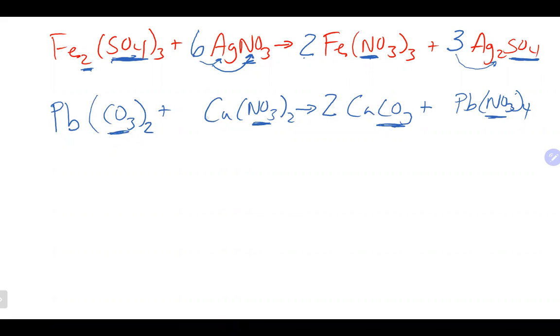So I would go to the left-hand side and put the 2 in front of the calcium. That now gives me the 2 calciums. And in terms of my nitrate, it gives me 4 of them, which is good because that's exactly what I need on this side, which is 4. So I'm good there. And I obviously have 1 lead on each side, so it is done at that point.